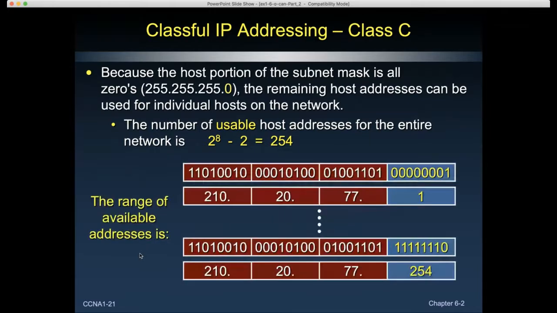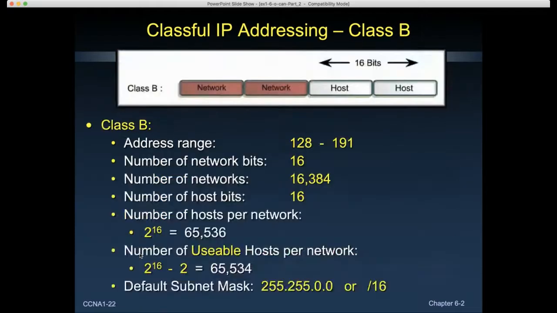The host addresses that are remaining can be used. We can take the 00000001 in yellow. That's our number 1.1, all the way up to 11111110, .254. Can't use all zeros, can't use all ones. Those are reserved. So we still have 254 addresses we can use.